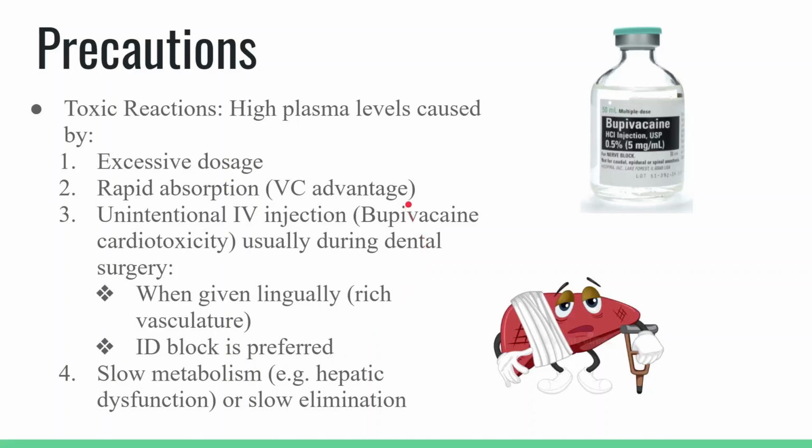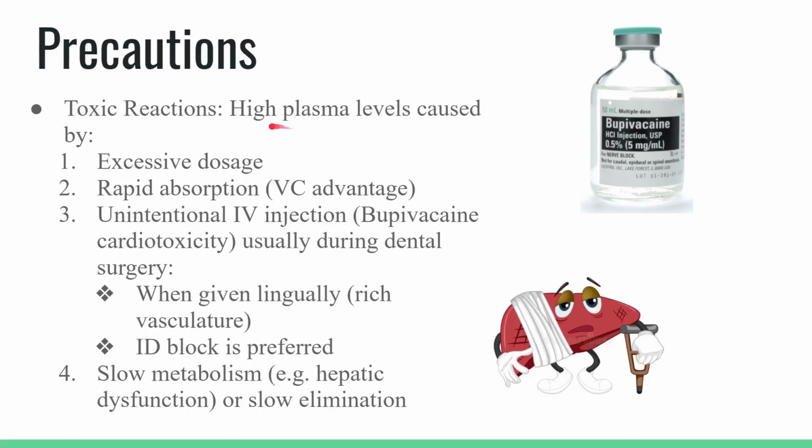So what are some precautions to the use of local anesthetics? Let's talk about them. The first one are toxic reactions. So toxic reactions means that the drug itself gets absorbed into the systemic circulation and it basically causes different widespread systemic toxicity. This toxic reaction is caused by high plasma levels, meaning large amounts of the drug enter the blood, which basically leads to the undesirable systemic effects.